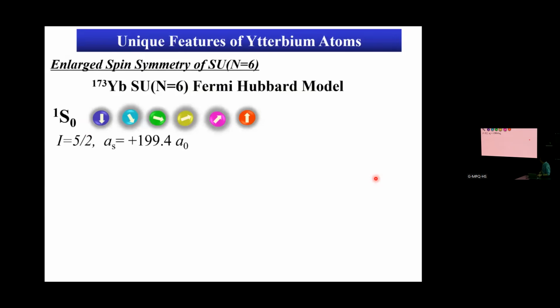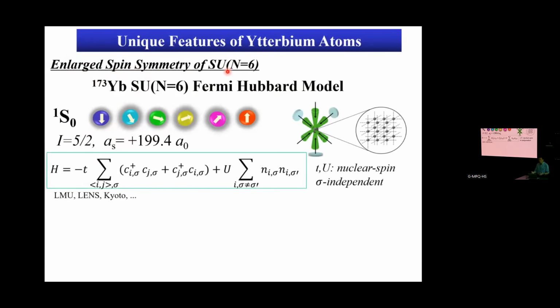Among many isotopes, the fermionic isotope ytterbium-173 has nuclear spin 5/2, and so there are 6 spin components, which is of particular importance because of the enlarged spin symmetry of SU(6). By loading this ytterbium-173 into an optical lattice, we can study the novel SU(N) Fermi-Hubbard model.